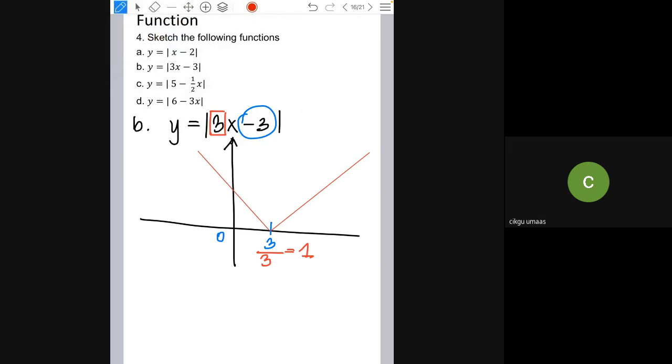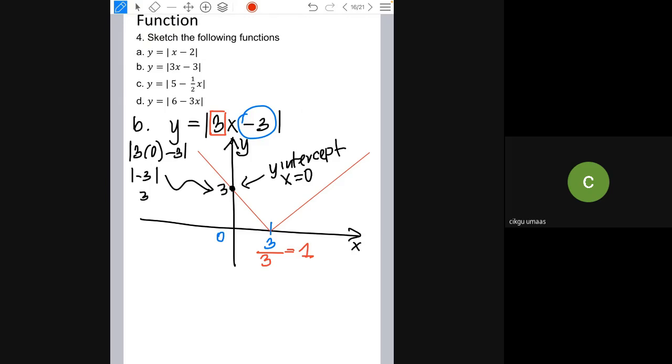So when it's going back up, it will touch here. And how do I get this? I go to the equation and I substitute x with 0, because this is what we call the y-intercept. At the y-intercept, x will always be 0. So you get -3. So the modulus will change the negative to become +3. Can you understand this? Understand.